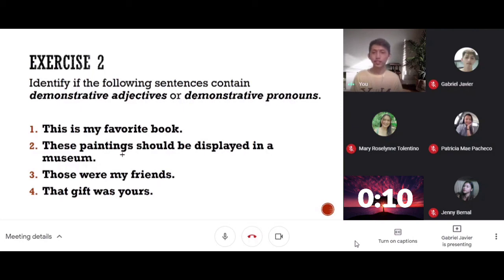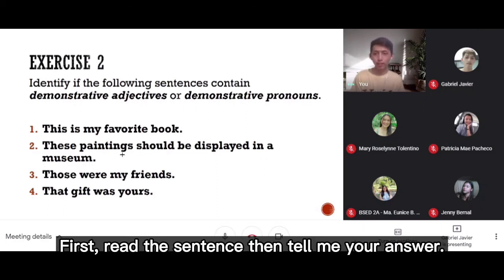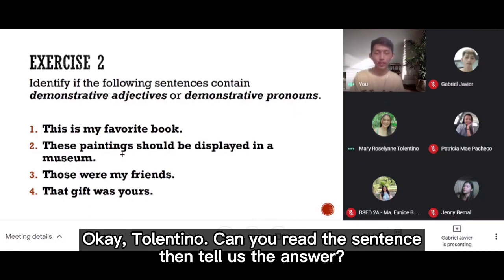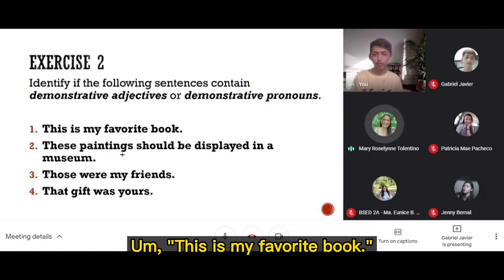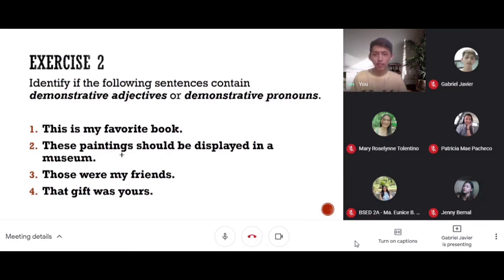Last 10 seconds. Okay, the time is up. Can anyone volunteer to answer number one? First, read the sentence and then tell me your answer. Okay, Tolentino, can you read the sentence and then tell us the answer? This is my favorite book. My answer is demonstrative pronoun. Okay, very good.